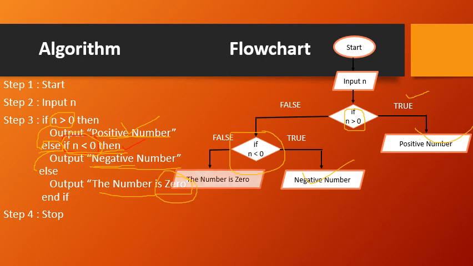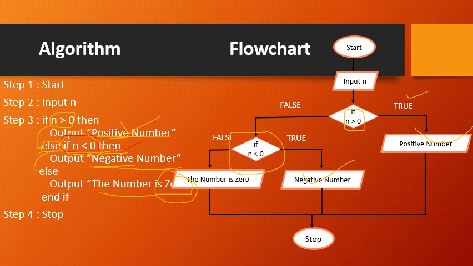So on the false part here, it will definitely be a 0. The number is 0 as an output. Okay, and the last step is stop. If you observe keenly, see here, there are 3 flows. The execution can have three different possibilities.